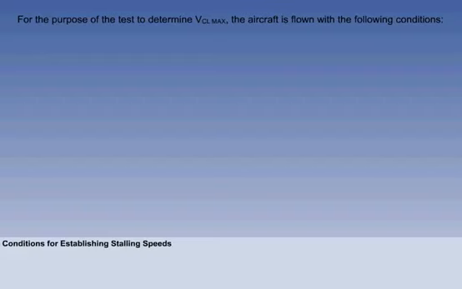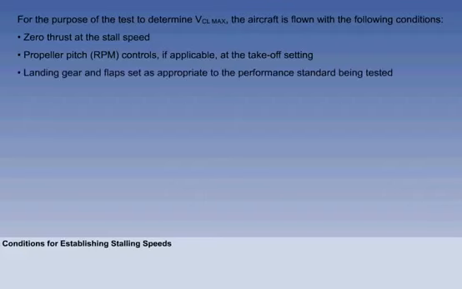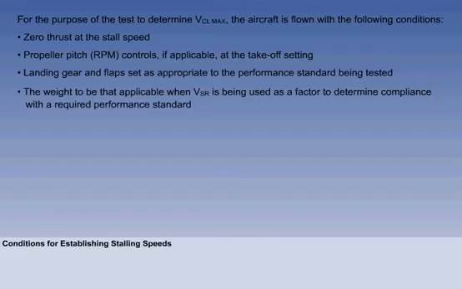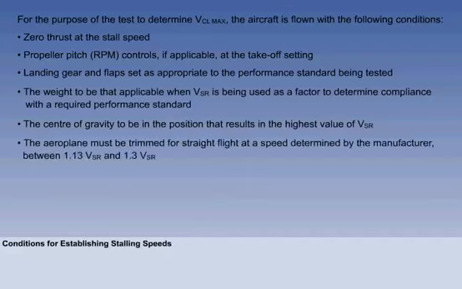For the purpose of the test, to determine VCL max, the aircraft is flown with the following conditions: zero thrust at the stall speed, propeller pitch and RPM controls, if applicable, at the takeoff setting, landing gear and flaps set as appropriate to the performance standard being tested, the weight to be that applicable when VSR is being used as a factor to determine compliance with the required performance standard, the centre of gravity to be in the position that results in the highest value of VSR, and the aeroplane must be trimmed for straight flight at a speed determined by the manufacturer, between 1.13 VSR and 1.3 VSR.